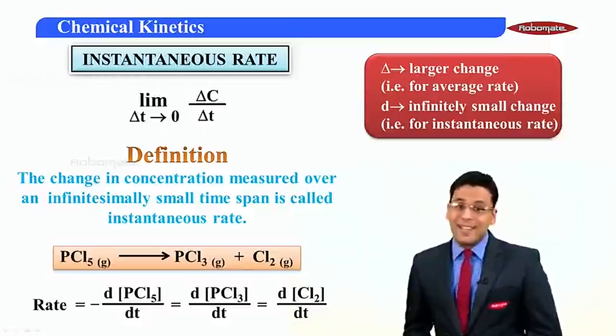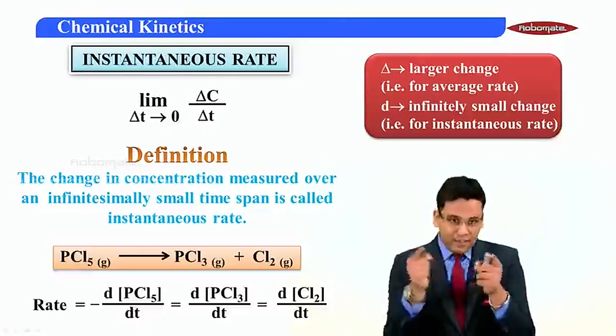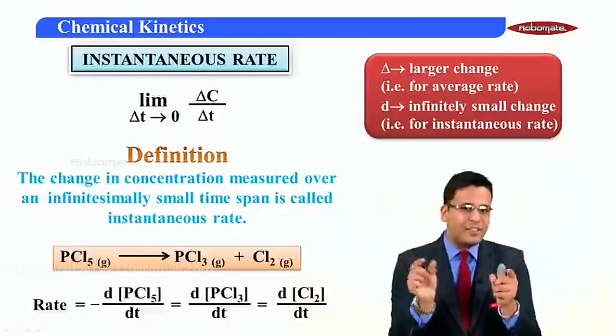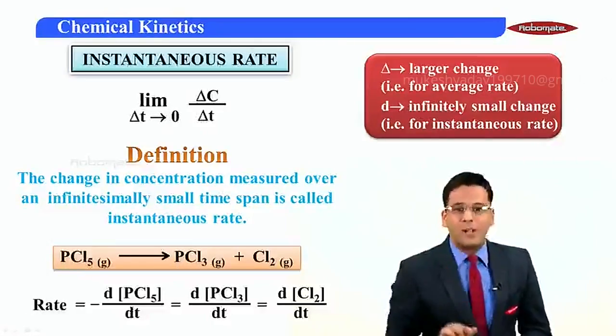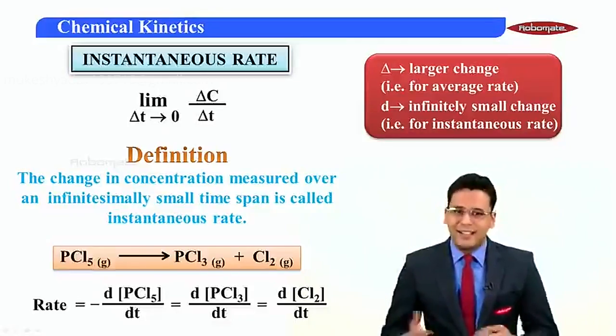That's the difference between instantaneous and average rate. Average rate is measured over a definite interval of time, and in that interval, if you take an infinitesimally small interval, it will give you the instantaneous rate. That's all for this module.